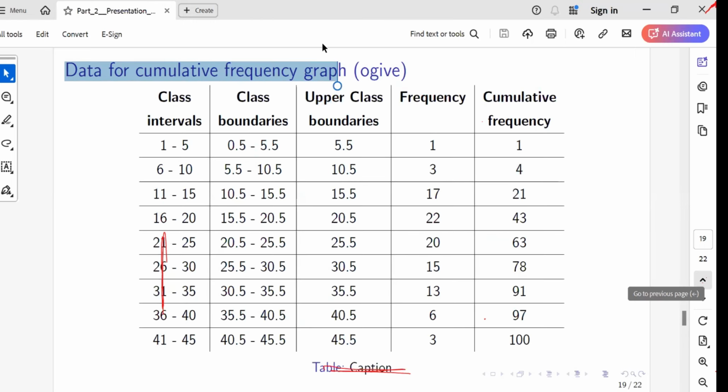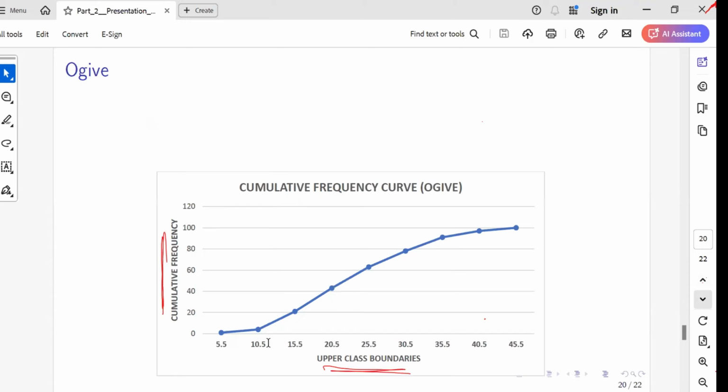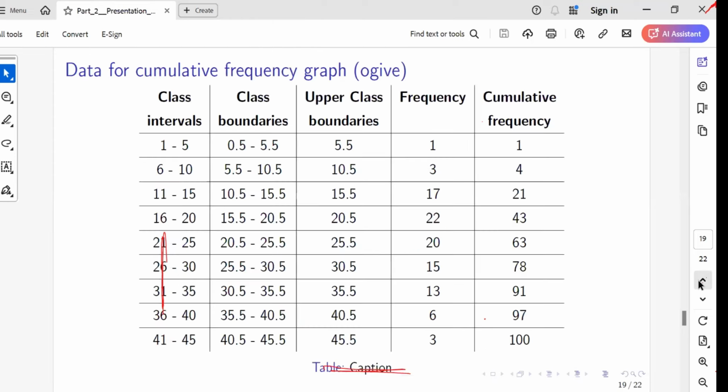Here's the upper boundary column: 5.5, 10.5, 15.5. You can list them all on the x-axis like that. For 5.5, its cumulative frequency was 1, so we label this as 1. Now for 10.5, its cumulative frequency. Just to remember, I mentioned early on that we are using upper class boundary and cumulative frequency. 10.5, its CF is 4.